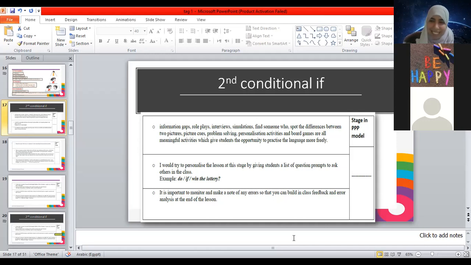Production. Yes, production, that's right. And here we have keywords that help me to know that this is production: personalized, free activities, okay? And we have feedback at the end of the lesson. Yes, thank you, Miss Noha. Yeah, that's right, okay? So this is production. Let's move to the second stage.